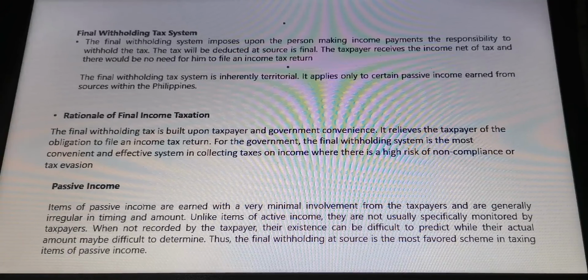So, what is the rationale of final income taxation? So, the final withholding tax is built upon taxpayer and government convenience. So, bakit? It relieves the taxpayer of the obligation to file an income tax return. So, hindi na mahihirapan ang taxpayer. And for the government, the final withholding system is the most convenient and effective system in collecting taxes on income where there is a high risk of non-compliance or tax evasion. Kasi kung minsan, kapag may passive income tayo, ang tendency ng mga tao ay minsan hindi na nila dinideclare yon sa BIR or Bureau of Internal Revenue. So, kaya na-invento nila itong tinatawag natin na final withholding tax system.